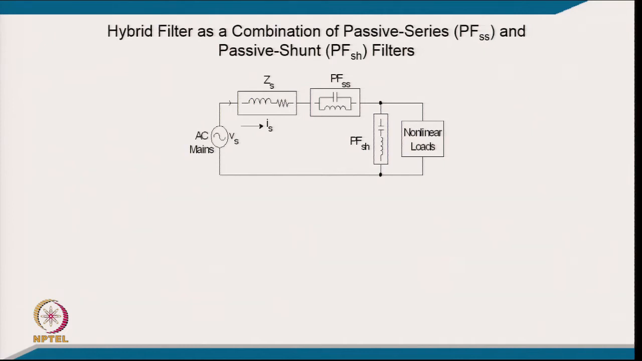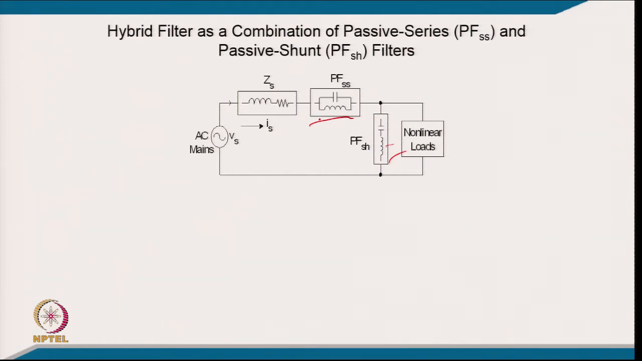So, here you can call it the passive series and we have a passive shunt, and this is considered quite a good topology in the sense that you have a shunt filter in parallel to the load. Normally, for loads of the current fed kind, we have this kind of configuration with a shunt passive filter. So, the drawback of the passive series is taken care of by the passive shunt, and the drawback of the passive shunt is taken care of by the passive series.